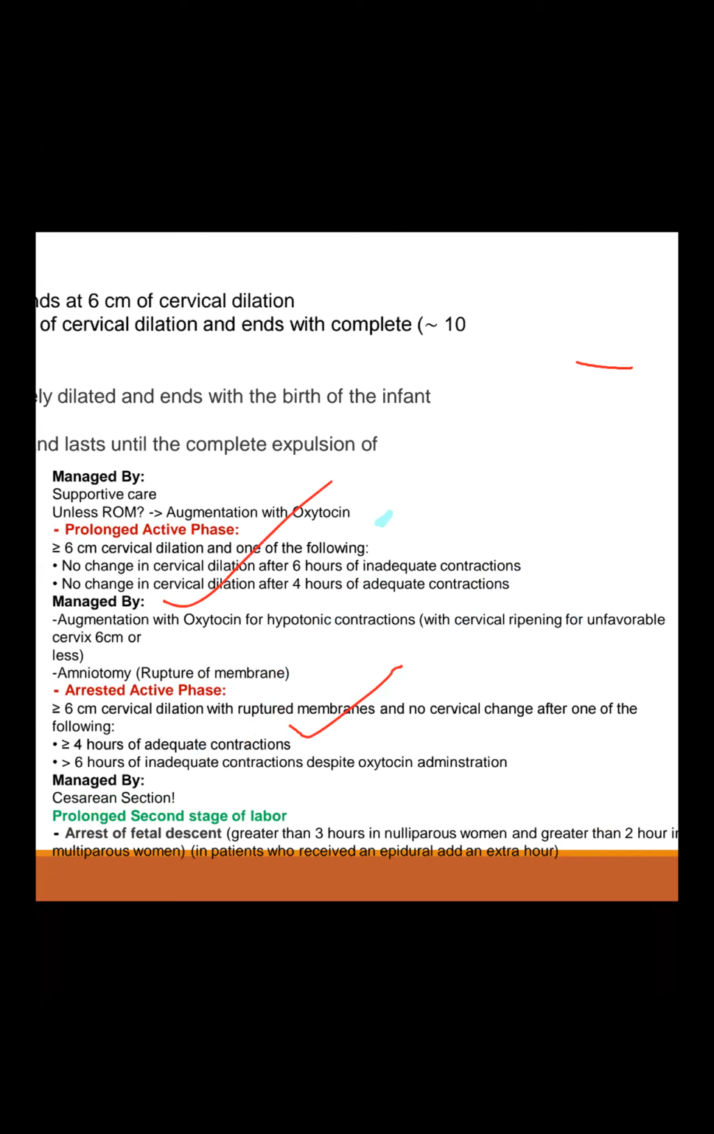My dear candidates, listen very carefully. Prolonged active phase or prolonged labor, but not arrested. Active phase means uterine contraction is there, but inadequate, irregular or incomplete. With 6 centimeter or more than 6 centimeter dilatation, we have to do augmentation or we can induce the labor, even if the labor has been 18 hours or 16 hours. But if there is no contraction, then cesarean section is the option of choice.